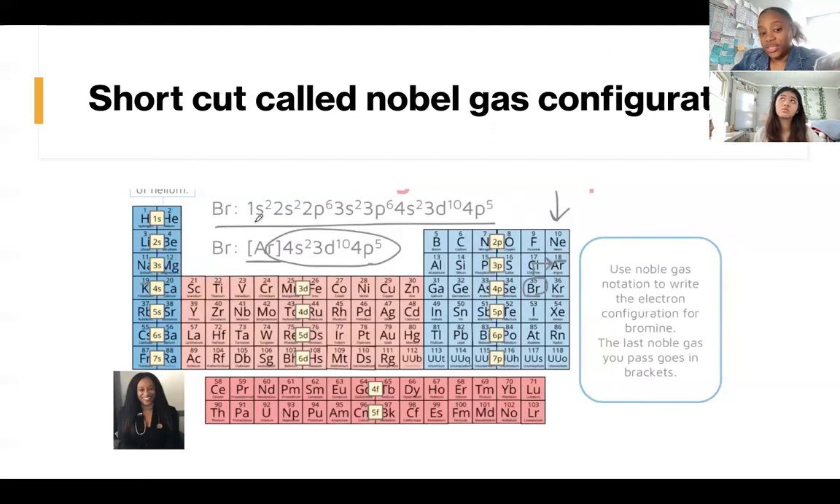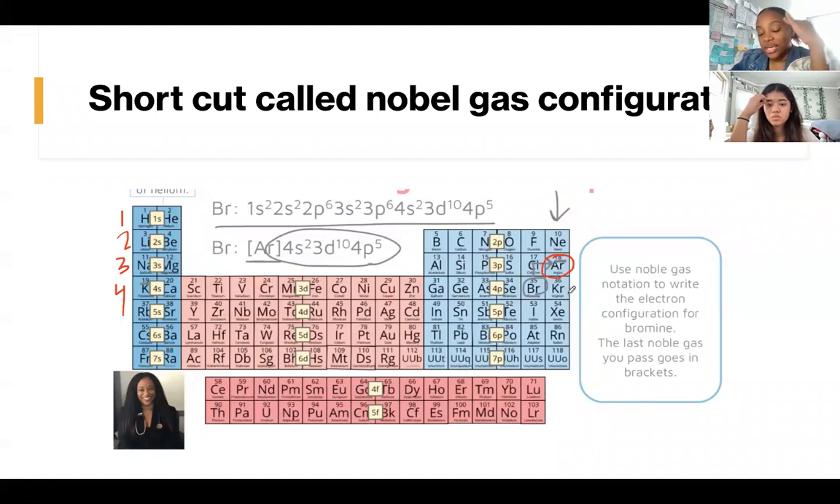I'm going to give an example. You just explained to me how to do bromine, right? The step to get to the shortcut is that you have to figure out what the last noble gas was that you passed. In this case, these are your different energy levels. You passed the third energy level, and that last noble gas was argon, right?